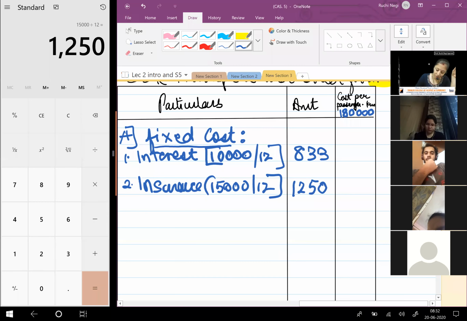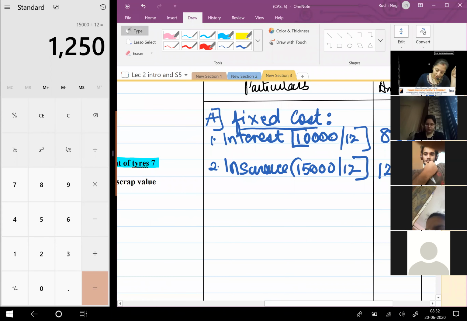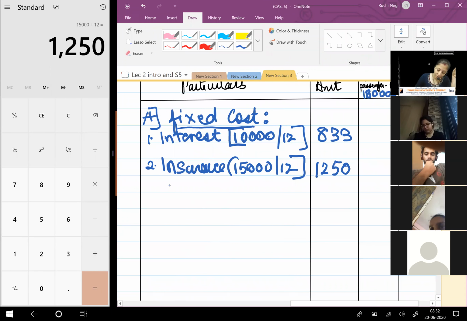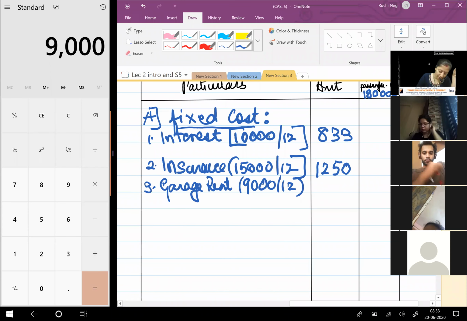Right, next, garage rent 9,000. So the third one, garage rent 9,000. So 9,000 divided by 12 is 750 rupees. So right here, 750.